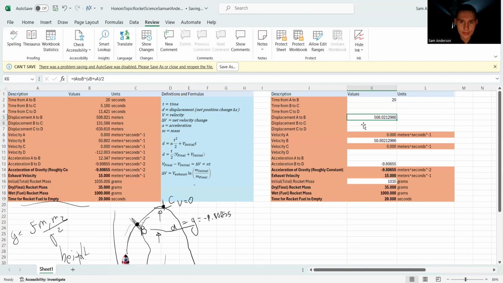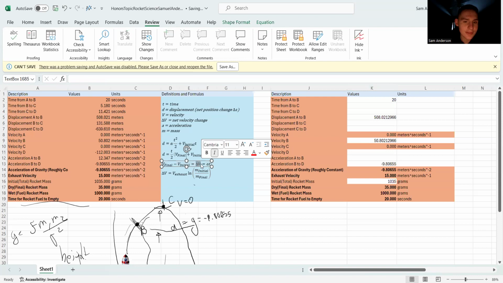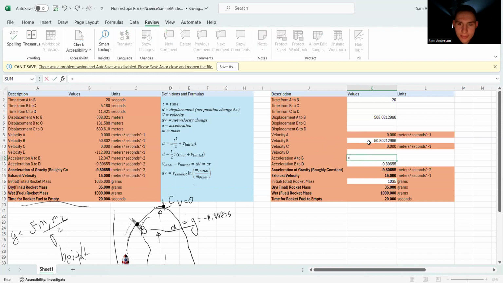Looking good. Now we just need acceleration, and acceleration is going to be equal to delta V over T, net change in velocity over time. That will be the delta V, we said was same as velocity B, over time from A to B, which is 20 seconds. So our acceleration from A to B, this is wrong, isn't it? What did I do? We have delta V over time to empty, looking good. 15, 35, 20.